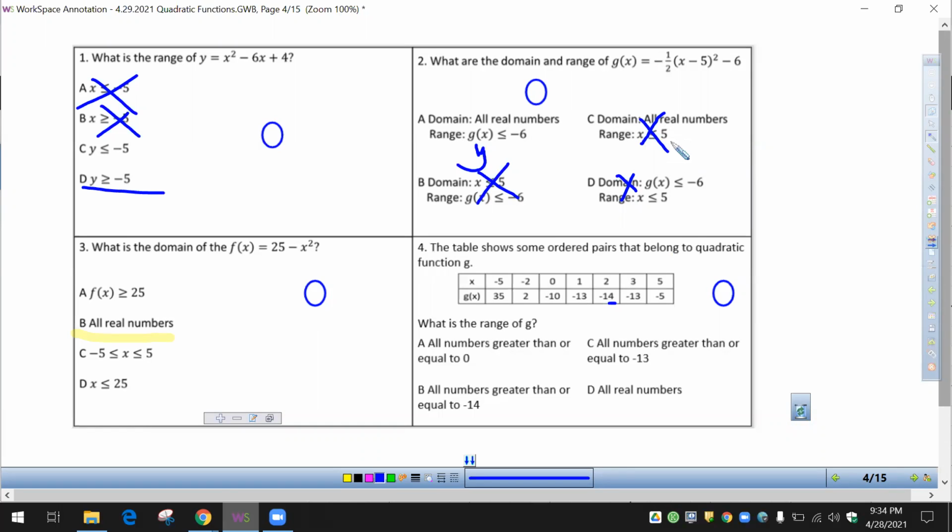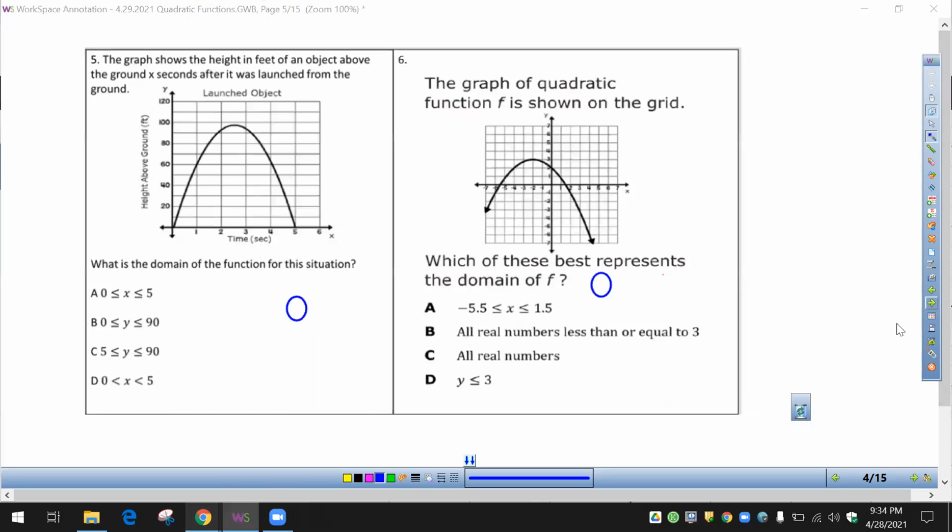Now on number 4, they ask you for the range. So you want this G of X, right? Now you want to pick the lowest number, always, right? From bottom to top, lowest number. So here it's -14. So we want the ones that have -14. And obviously it's not every single number because the table would go on forever and ever. So you don't want all real numbers.